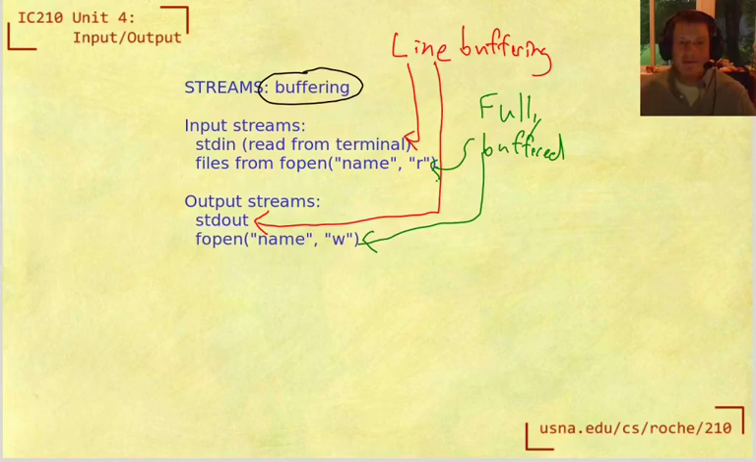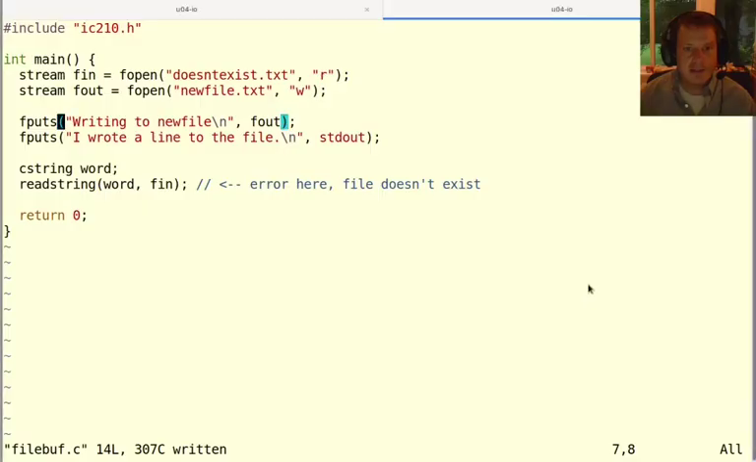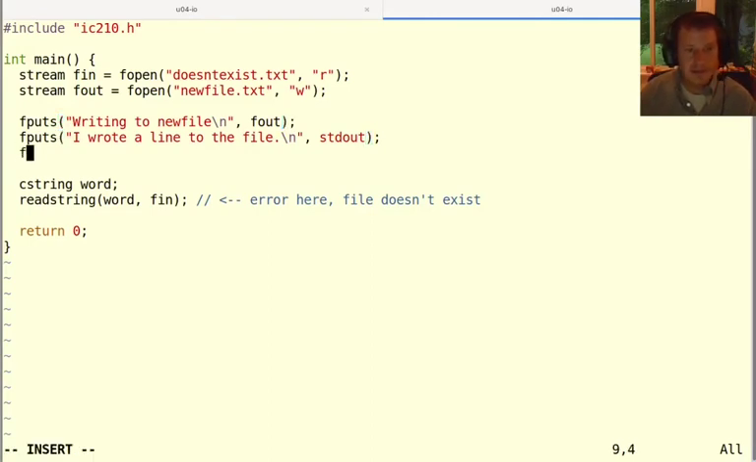But again, if we want that to happen sooner, then we can use fflush to force writing now. So in this example, if we wanted to force that, we could say fclose(fout) right here. When you close a file, it will always flush the buffer, so that'll work. Or if we called fflush, that would leave the file open so we could write more into it, but it would force those contents to be written at that moment.